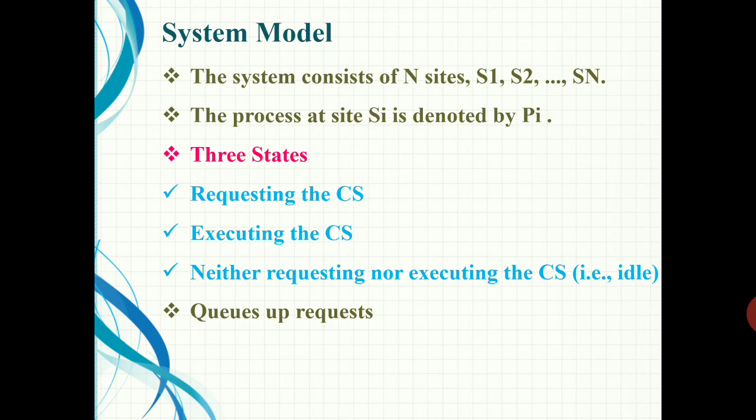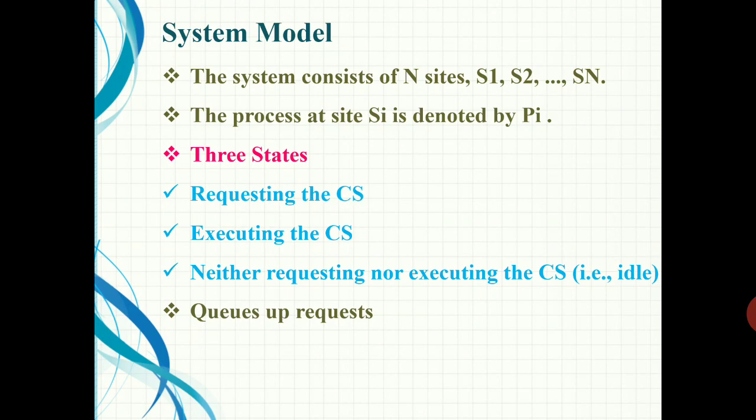In the requesting the critical section state, the site is blocked and cannot make a further request for the critical section. That is, it can make only one request to enter the critical section at a time; it cannot request another critical section. In the idle state, the site is executing outside the critical section. In the executing critical section state, the process is executing the critical section part of that process.